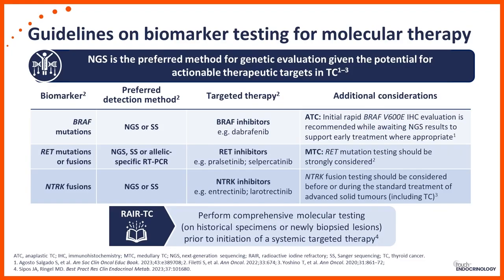So you can see here on the left that we have BRAF mutations, RET mutations or fusions, and NTRK fusions. And all of these, as you can see, the preferred method is NGS sequencing. You can do Sanger sequencing or RT-PCR if you have a thought that, you're not sure whether a certain nodule.